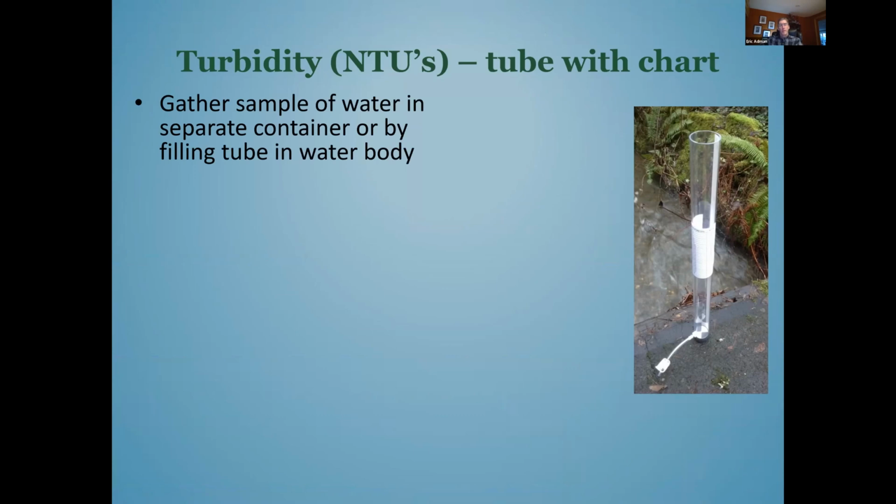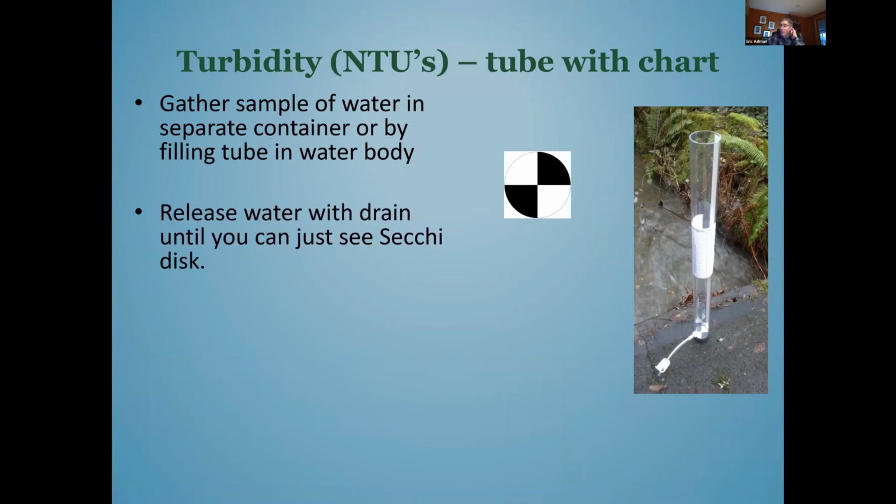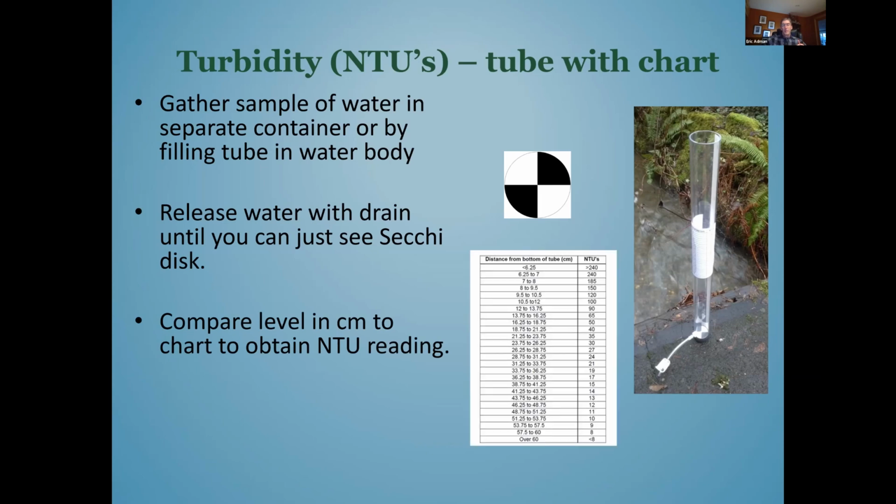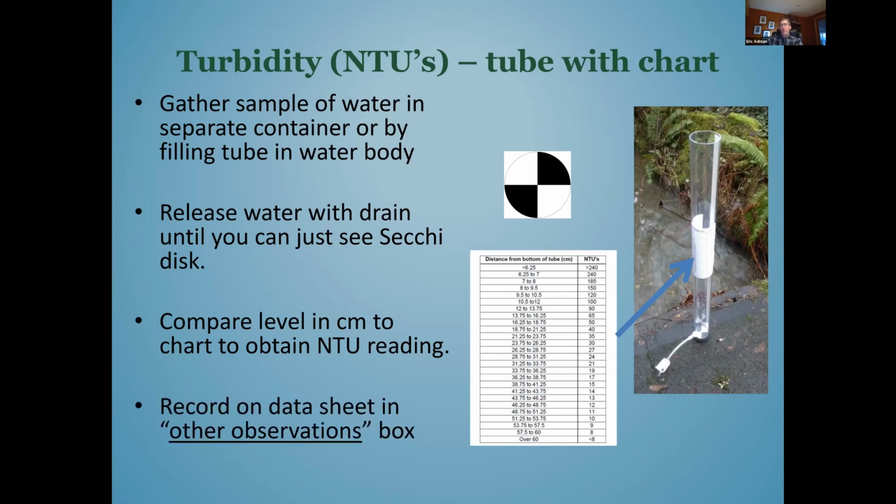As I mentioned, there's an NTU tube, a turbidity tube, that we use as well. It's a bigger tube. The way that you do this is you gather a sample of water, either by filling that tube or in a separate container, and you fill the tube all the way to the top with that water. Then you release it until you can just barely see the disc in the bottom of the tube. If you look down through the top of the tube, you see this disc called a Secchi disc. Then you compare the level in centimeters on the tube to a chart on the tube, and it will give you the NTU reading. So it's pretty straightforward. And then you'll record that under the other observations on your data sheet.